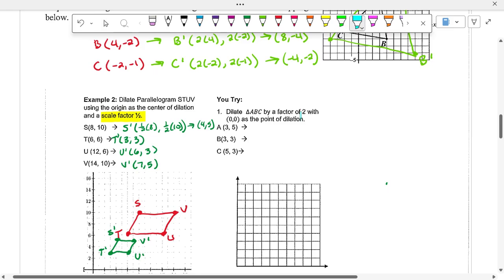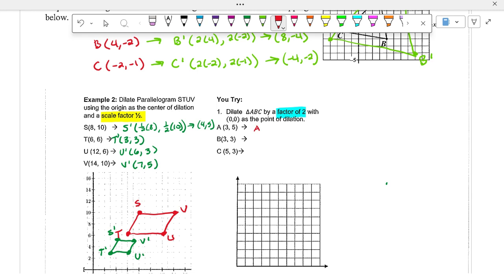So if I'm multiplying by a scale factor of 2, that means I'm multiplying all these points by 2. So A prime would be what? 6, 10. You're just multiplying these two numbers by 2. B prime would be what? 6, 6. C prime would be what? 10, 6. That's all you do. Whatever the scale factor is, that's what you multiply to the points. Pretty easy, right? That's all it is with dilations.